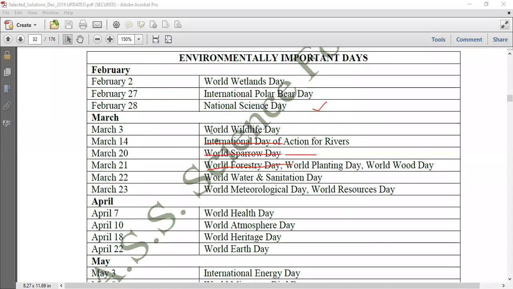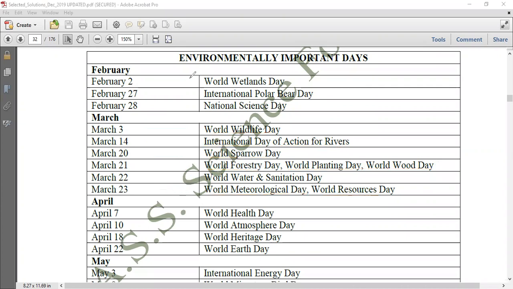Then we have others in March. On 3rd March, World Wildlife Day, as you can see here. Then we have International Day of Action for Rivers, March 14. Then World Sparrow Day, March 20. Then World Forest Day, March 21, World Planting Day, World Wood Day. Then World Water and Sanitation Day, March 22, and World Meteorological Day or World Resource Day on March 23rd.